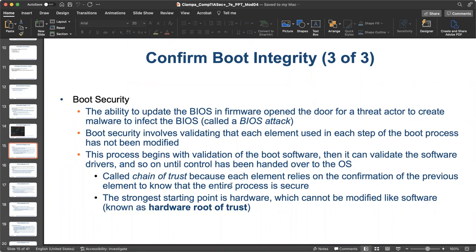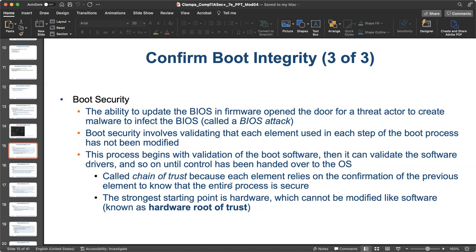So a significant improvement that UEFI brings over the BIOS relates to boot security. The ability to update the BIOS and firmware also opened the door for a threat actor to create malware to infect the BIOS itself. These are called BIOS attacks. It would exploit the update feature of the BIOS. Basically, they can come in and change the BIOS into whatever they want it to be. So then your computer is not going to securely boot, but it's going to boot up to what the malicious actor wants it to boot to.